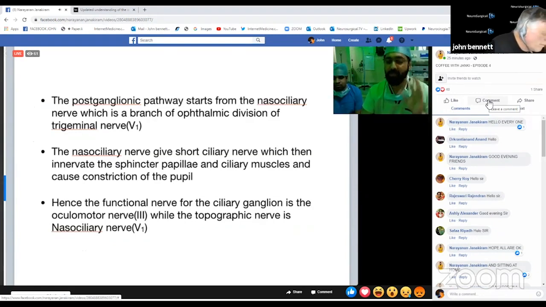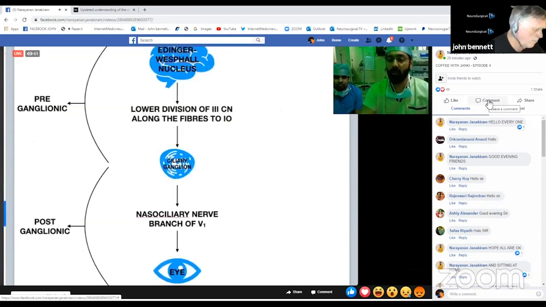I think this is the simplest you can actually make to understand the reflex pathway. So the oculomotor nerve and the nasociliary nerve. Now, I'm going to pictorially represent this ganglion, the ciliary ganglion. If you want to take a screenshot, you can take a screenshot of this. Preganglionic: Edinger-Westphal nucleus, lower division of the third nerve along with the fibers, and then you can see here the ciliary ganglion is here, and then the nasociliary nerve, branch of the V1, goes to the eye. So that's postganglionic. So preganglionic, postganglionic.